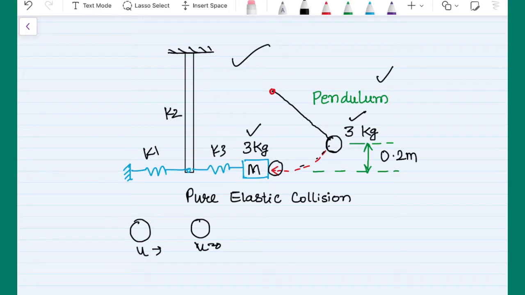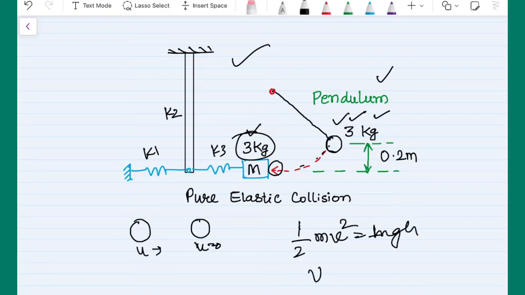That means when the pendulum hits the mass, whatever velocity the pendulum has will be completely transferred to the mass of 3 kg. So I need to calculate the initial velocity of this 3 kg mass by using the final velocity of the pendulum. In the case of a pendulum, equate the potential energy and the kinetic energy: mgh = half mv squared. So the velocity will be under root 2gh.